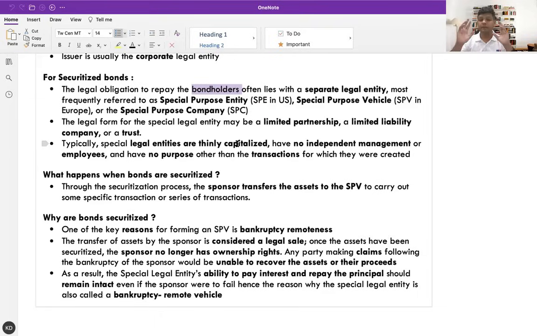Okay. So remember, in securitized bonds, who is the legal entity here? The SPV. The SPV is created especially for the purpose of securitization. Once the securitization is done, the SPV is closed. Is that clear?